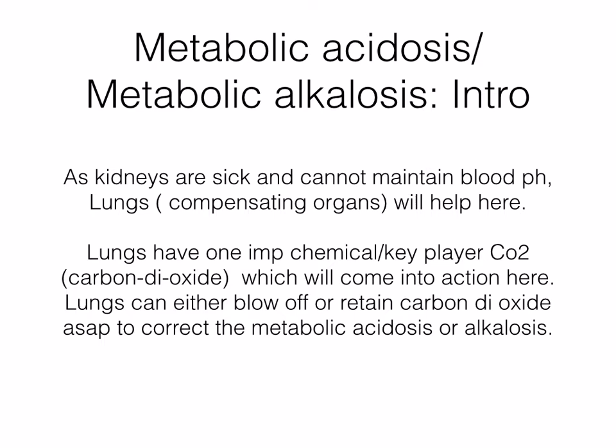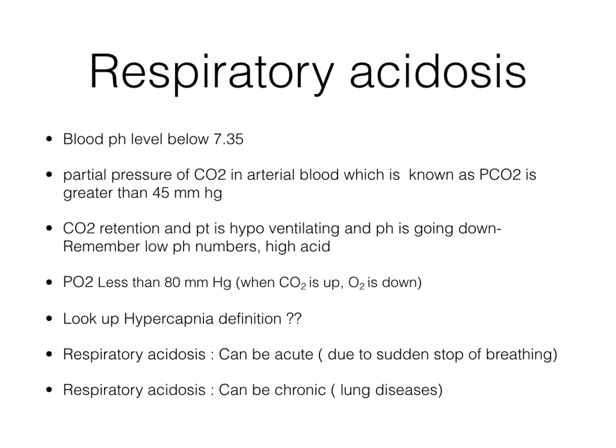Now, let's go to the next slide. Now we're going to learn about respiratory acidosis in detail. So first of all, respiratory acidosis, you need to know the numbers. Here the blood pH level is below 7.35.